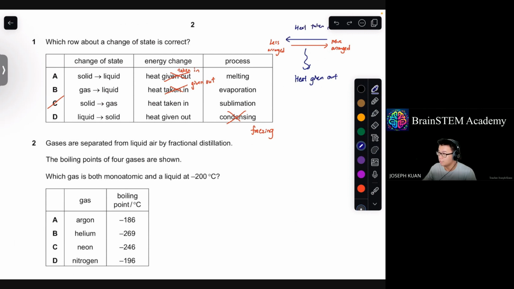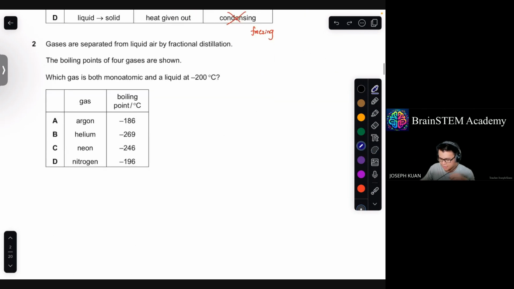All right, moving on to the next question. 2, gases are separated from liquid air by fractional distillation. The boiling points of 4 gases are shown. Which gas is both monoatomic and a liquid at -200 degrees Celsius? Well, the word monoatomic tells you that it's a noble gas.